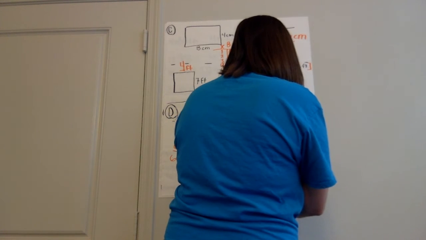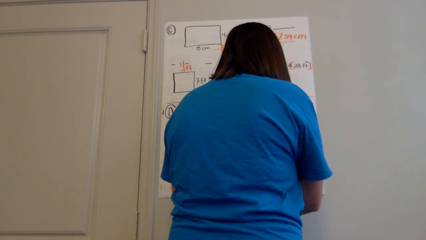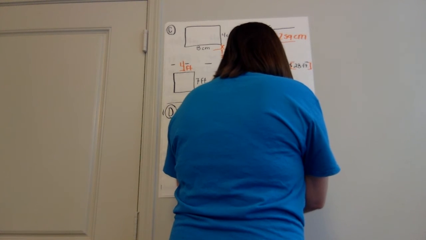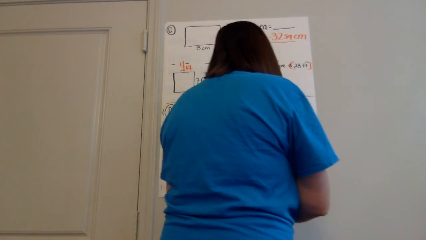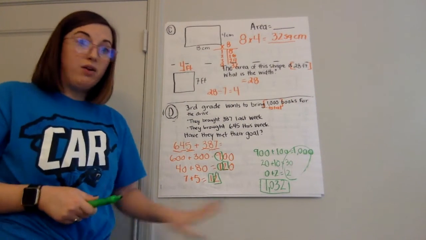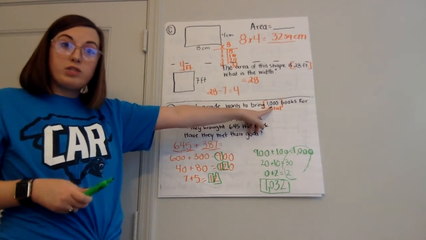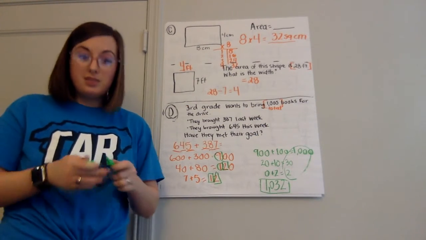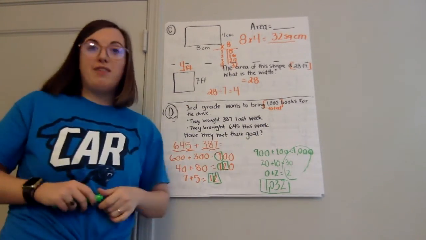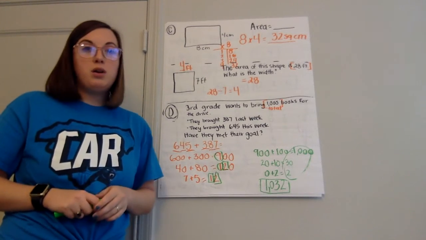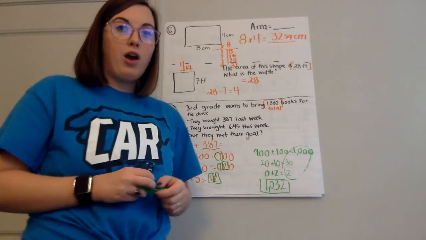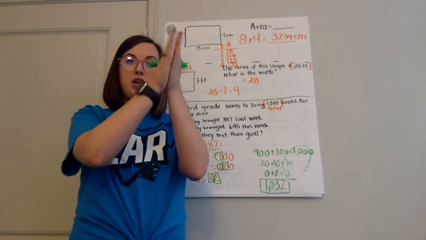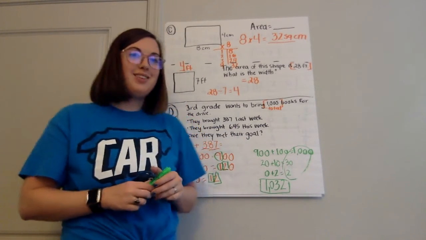So I know that all together I have 1,032 books saved from the book fair so far. Now, is that more than our original goal of 1,000? Yes. It's more than our goal of 1,000 by 32 books. So we have 32 more books than what our original goal was. Good job, guys. Give third grade a round of applause.